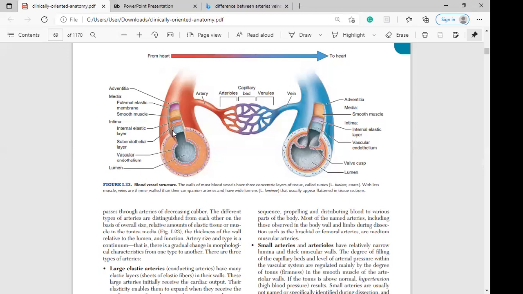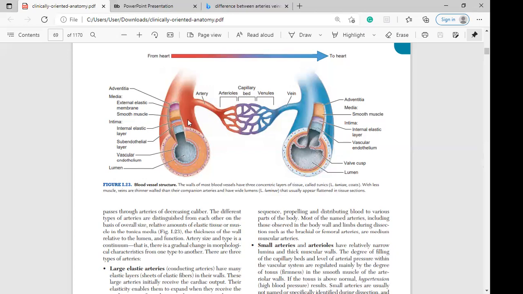So when blood is flowing through the blood vessel, let me ask you this question. Which of these layers does the blood come in contact with? The vascular endothelium, which is in the Tunica Intima. Yes, Tunica Intima. That is where the blood comes in contact with the endothelium.